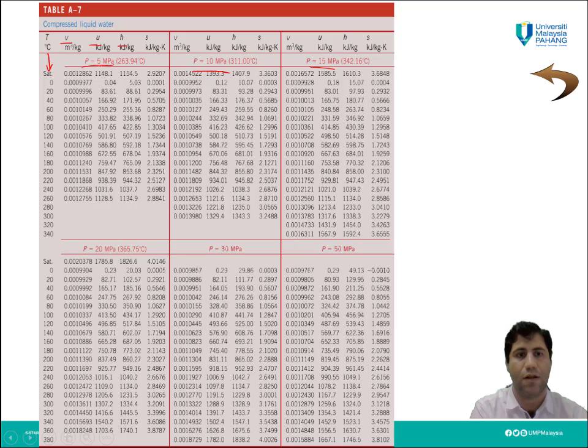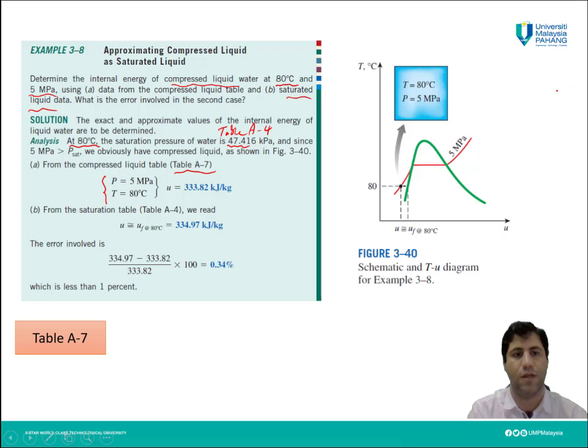5 megapascal and 80 degrees. You can see here we have the internal energy here, and also we have internal energy here, 80 degrees Celsius, and here is 5 megapascal. We have all of this information in this table A7, so we just record them. Then we can find U from that table. Uf from the saturation table or table A4.